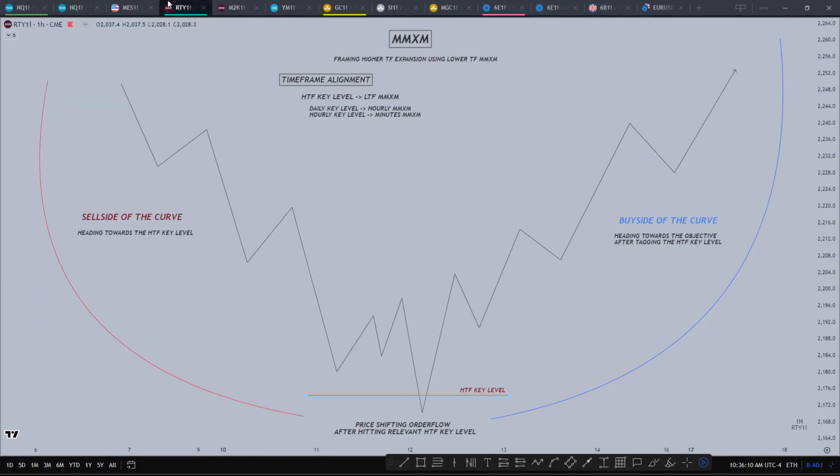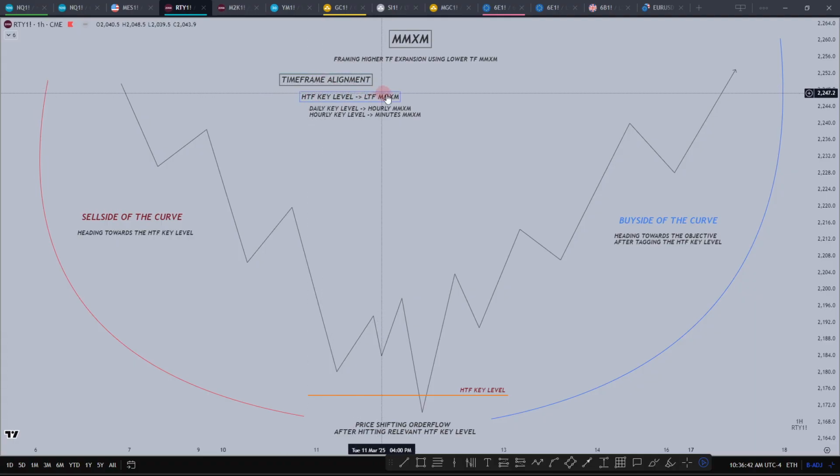Okay, now MMXM is used to frame high time frame expansion using low time frame MMXM. I will teach you how, but how do we do that? By using time frame alignment. Now, I don't use proper orthodox or fixed time frame alignment, any time frame that suits with my expectation, but yes, you need to have a basic idea of which time frame to link with which. Only then after you can adjust.